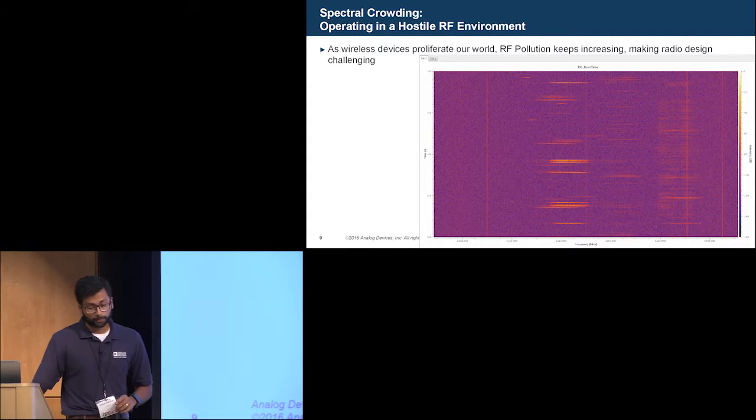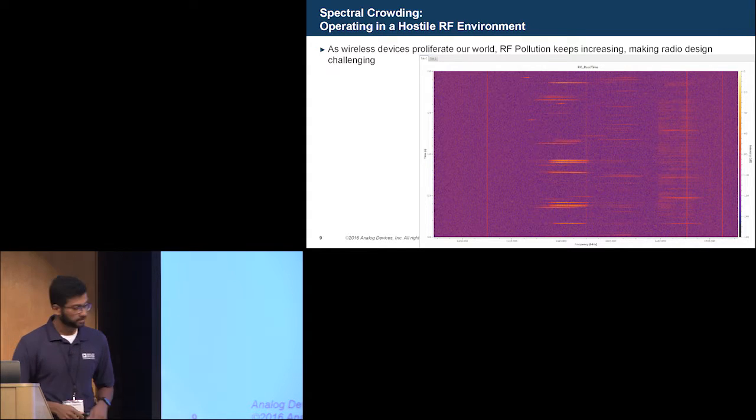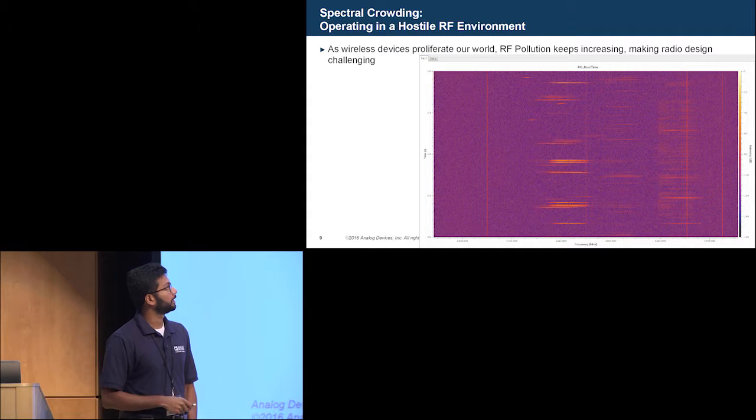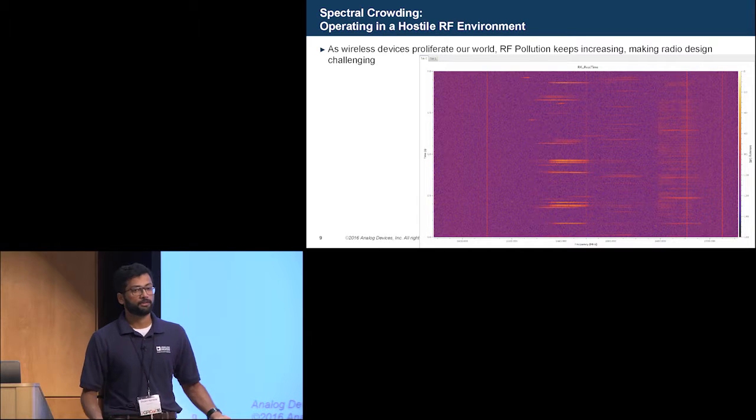So, spectral crowding in hostile RF environments. Now this is a pretty old graph. This is something I took from IEEE Spectrum magazine, but the point I want to make is man-made noise is a problem, especially at higher frequencies and always in ISM bands for sure. So compare a rural area, that's the blue line here, versus the green line here that is more of a city center sort of location, you see a general increase in noise floor.